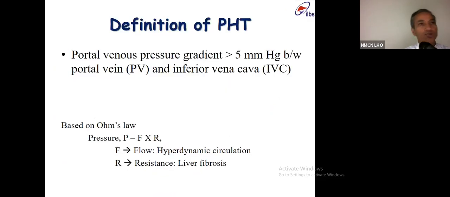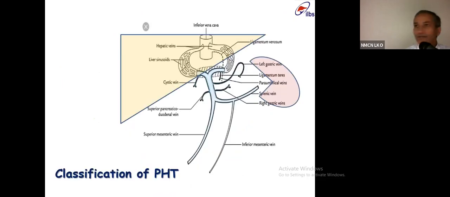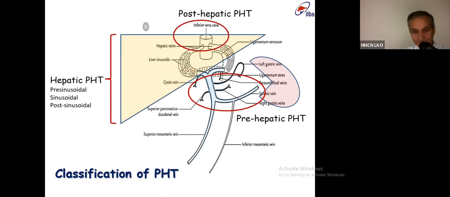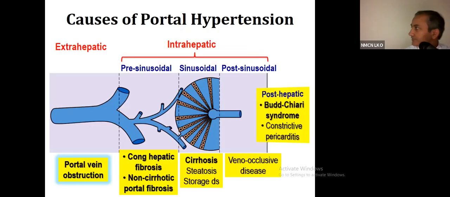The definition of portal hypertension, from the adult data, as we all know, is when the portal vein to IVC gradient is more than 5 millimeters of mercury. Various causes are prehepatic, hepatic, and post-hepatic. Hepatic causes are basically cirrhotic, prehepatic is extrahepatic portal venous obstruction, and among hepatic causes, the pre-sinusoidal ones are non-cirrhotic portal fibrosis and congenital hepatic fibrosis. Again, the same thing is shown diagrammatically here.